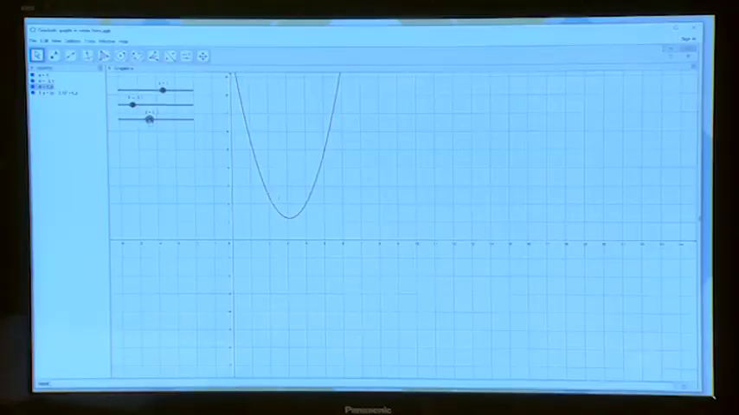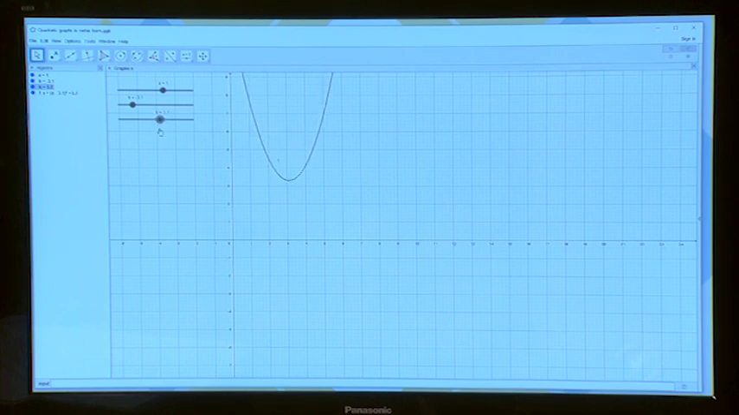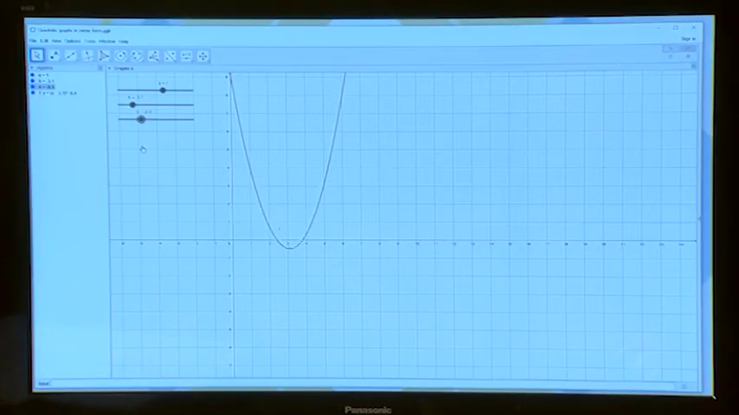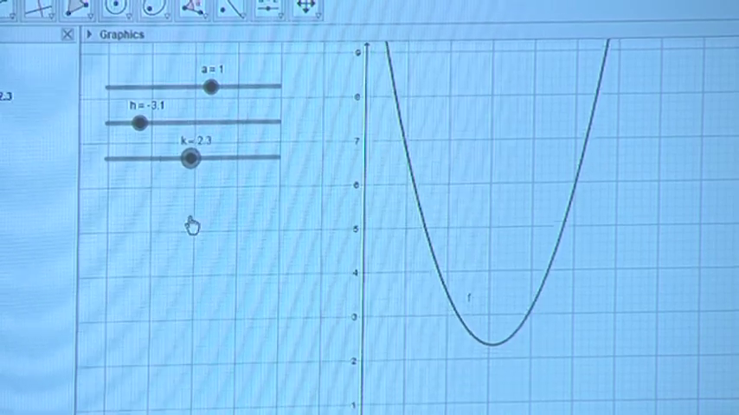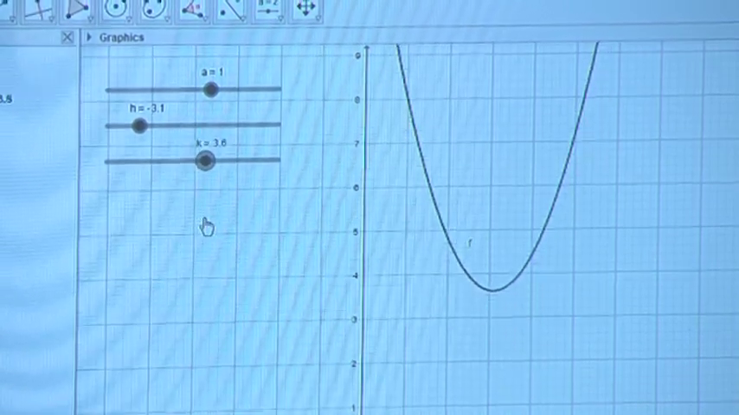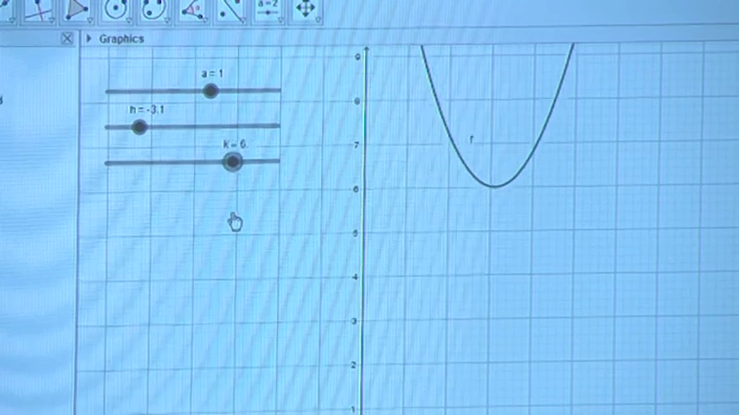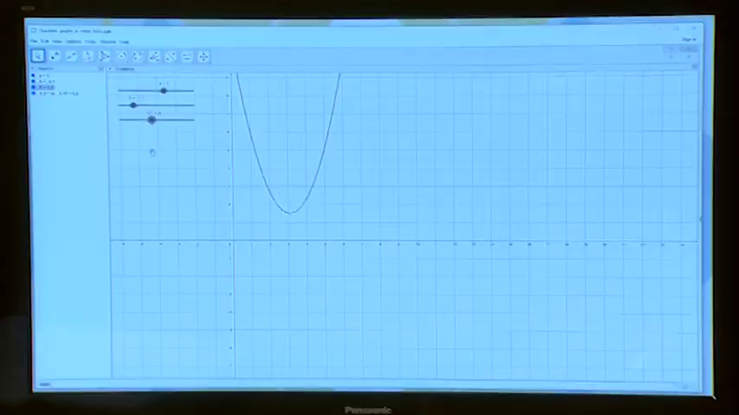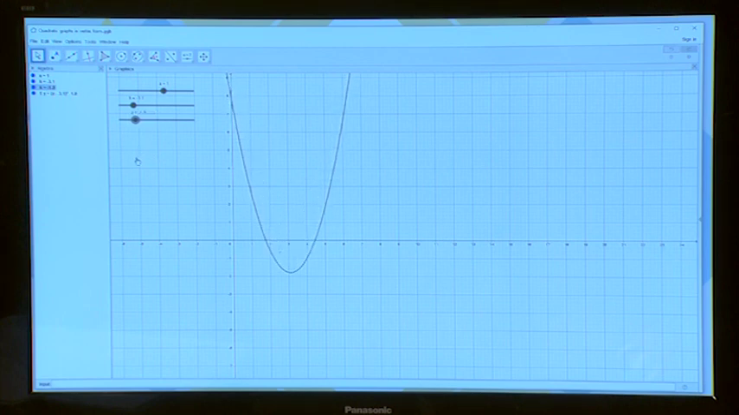So let's look at it. You're right. Oh, look at that. You are correct. So our K is actually moving our graph up or down. And if we look now, based on where we started, as our K values move to the right, our graph is moving up. And as our K value decreases, our graph is moving downward.